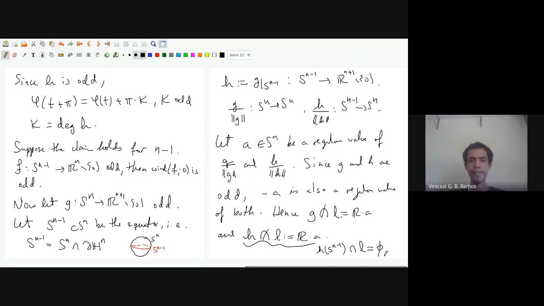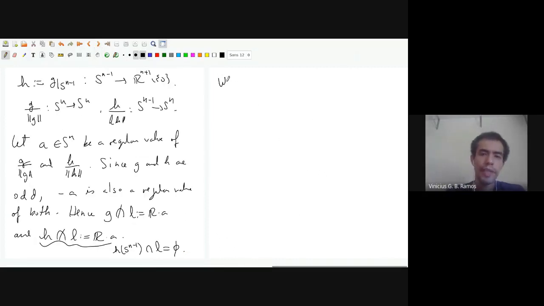Okay, so now you can kind of see what I'm going to do. I'm going to project onto the orthogonal complement of L. Because the image of S^{n-1} does not intersect L, when you project onto L perp, you're going to get a map from S^{n-1} to an R^n that doesn't hit 0. But before that, let's just see the following thing.